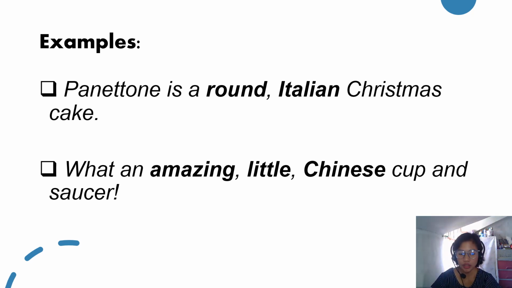Okay? I know that it is rare that all types of adjectives are present in a sentence, but it is possible. Okay? If all the adjectives are not present, you should always follow the order of adjectives, even if it is not complete. Okay?